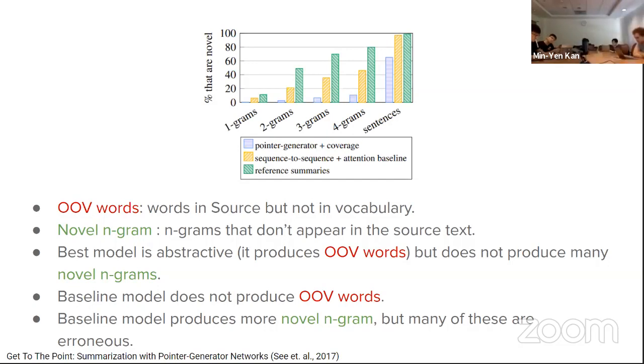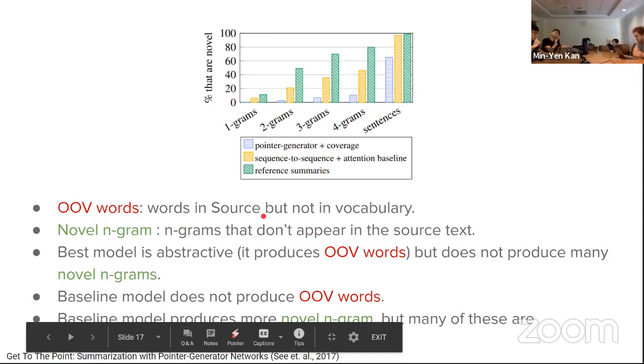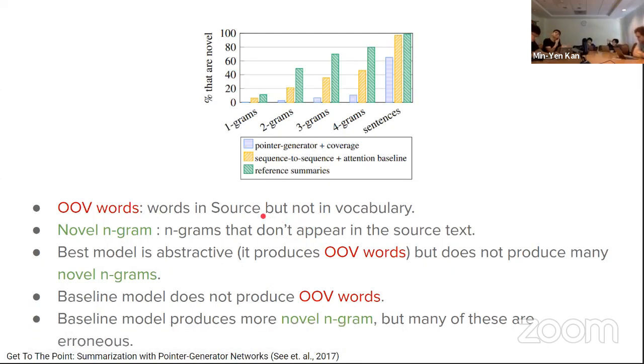So how come it's abstractive, but it produces words in the source but not in the vocabulary? Isn't it extractive? The OOV words are out of vocabulary, so if it's out of vocabulary, how come it can produce it? Because it's abstractive, right? It's not extractive. No, the extractive part is when you take your words from the source. But if you're using words that are not in the source, then you're abstractive. So these two are contradictory.